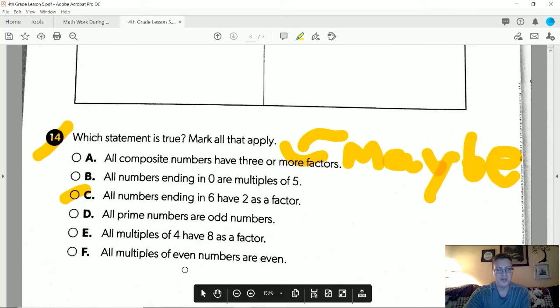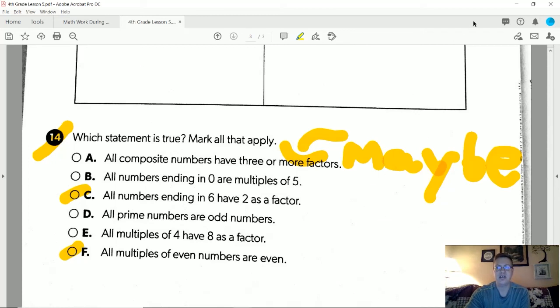All multiples of even numbers are even. That is true because any number times an even number has to be an even number. We learned that back in 3rd grade. So letter C and letter F and probably letter A, again with that little side note that suggests that's probably not the best way to explain that.